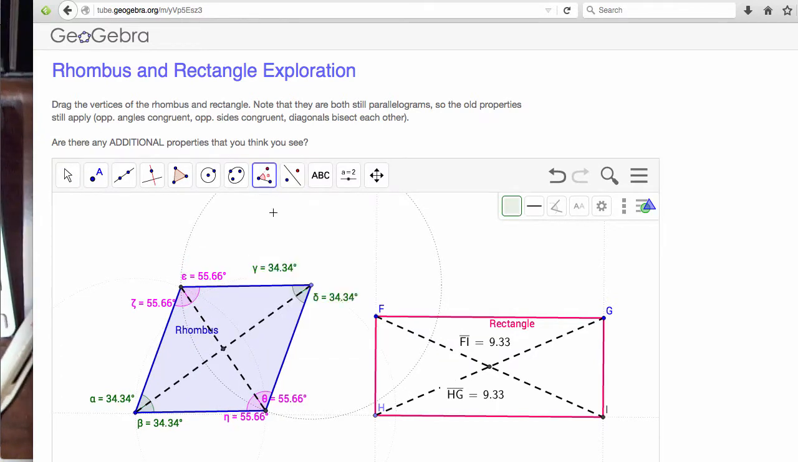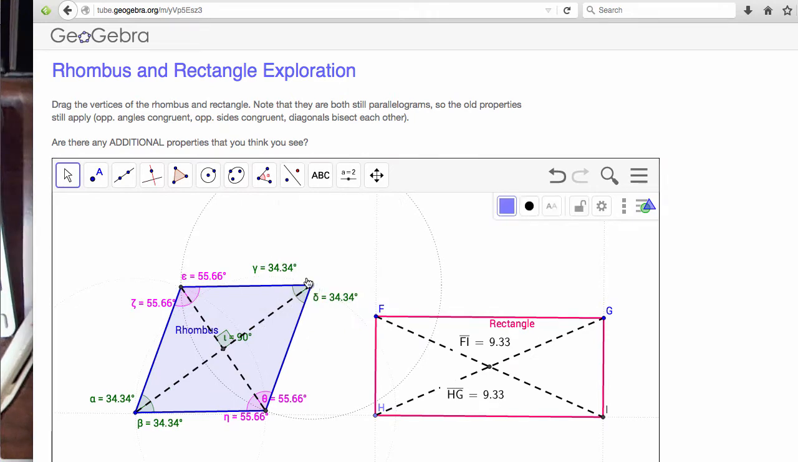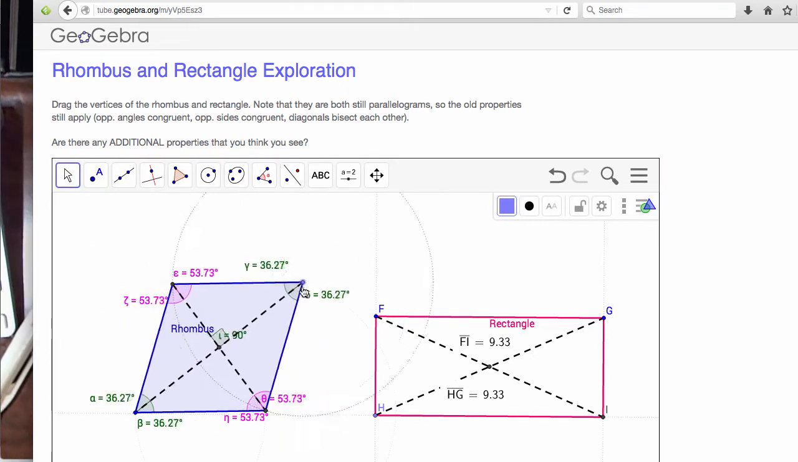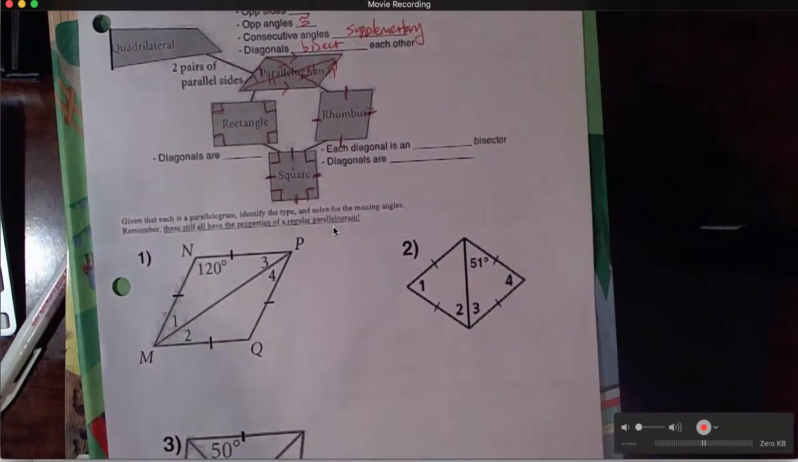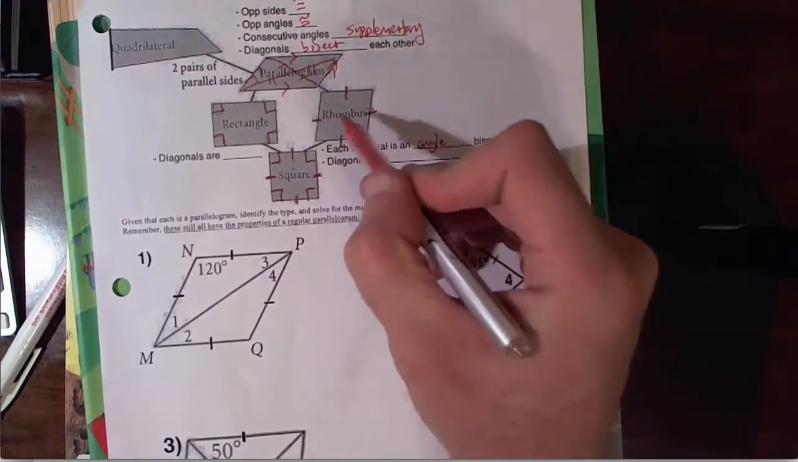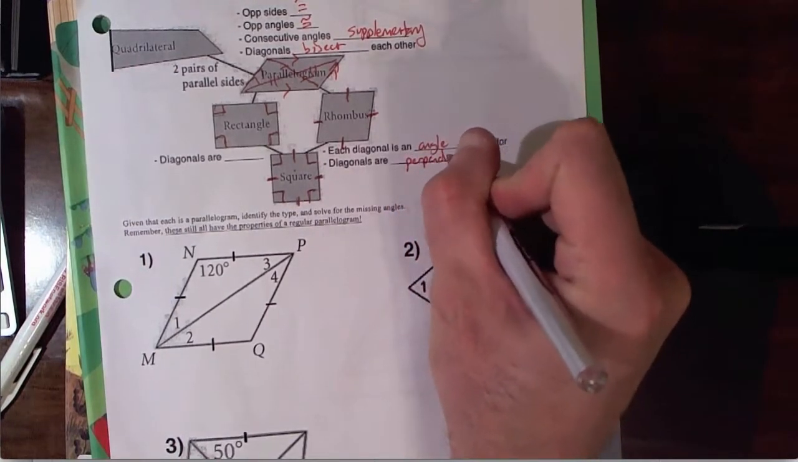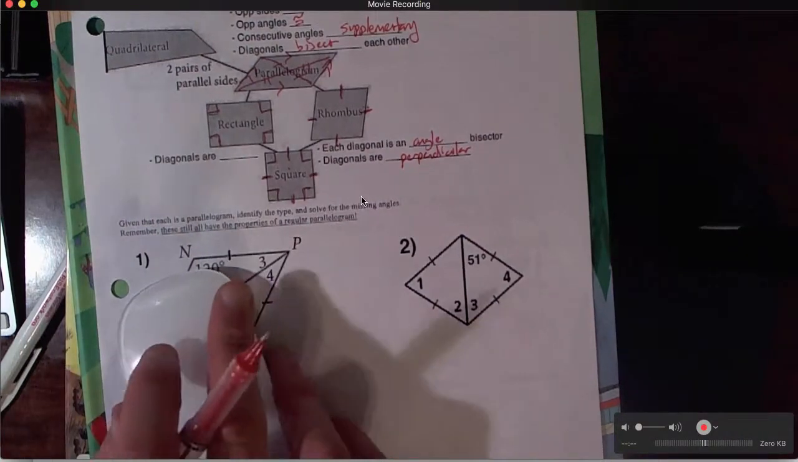Diagonals of a rhombus are 90 degrees. They are perpendicular. Notice how no matter how much I move it, this is going to be 90 degrees. So those are the rhombus special features. Each diagonal is an angle bisector, meaning each diagonal slices the angle in half, and the diagonals are perpendicular. Those are the two special features. Check that out to confirm.